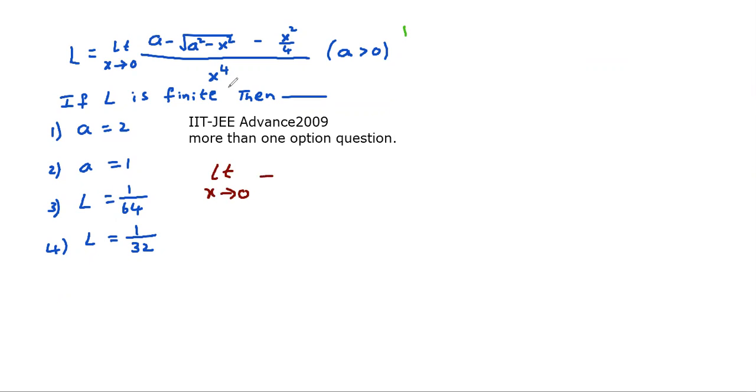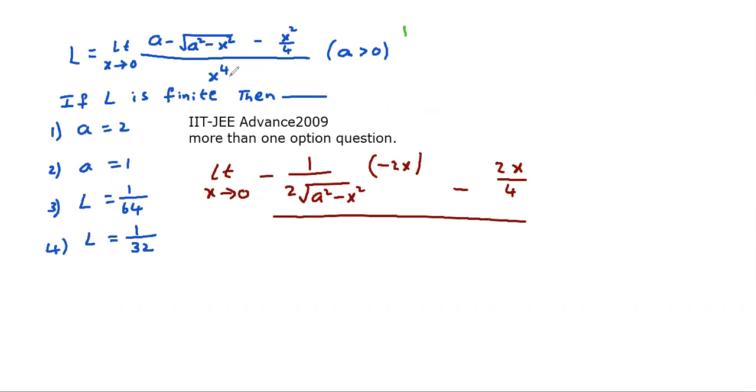L'Hospital rule: a constant's differentiation is 0. The minus as it is. Root a square minus x square can be written as 1 by 2 root a square minus x square into the differentiation of a square minus x square. A square differentiation 0, minus x square gives you minus 2x. Minus of minus, this x square gives 2x by 4, as it is here. Now the denominator differentiation: x power 4 gives 4x cube. Now here 2 and 2 get cancelled.